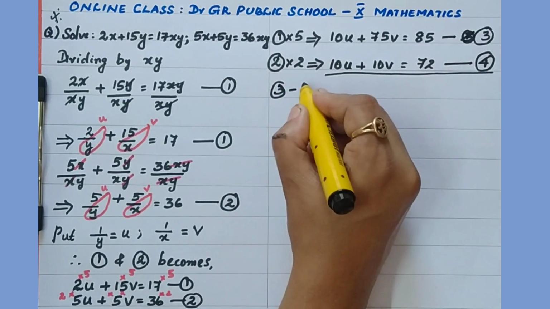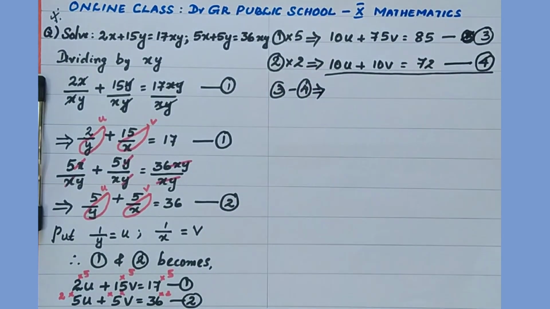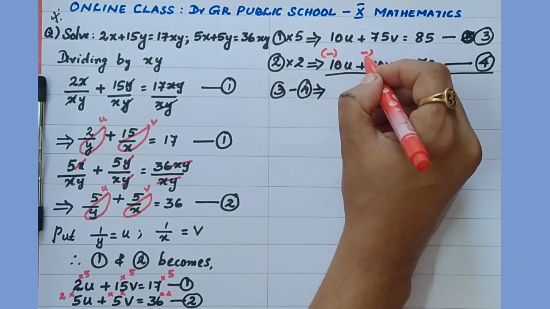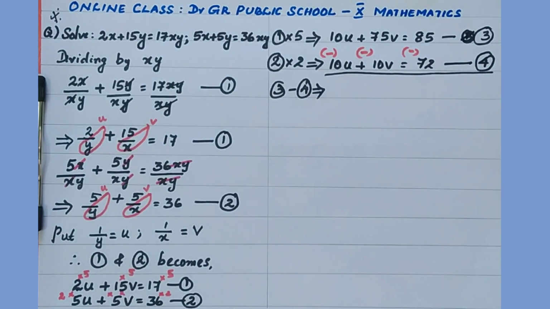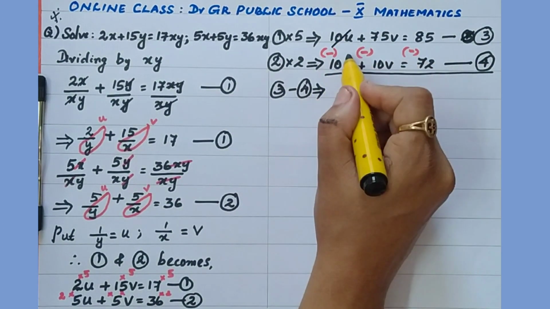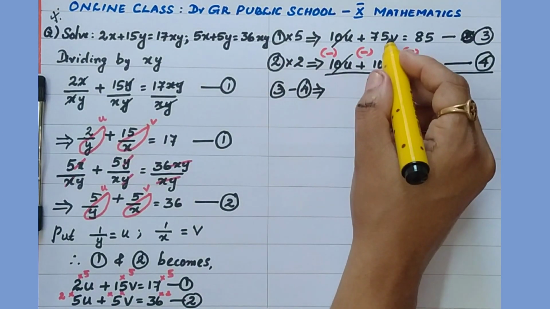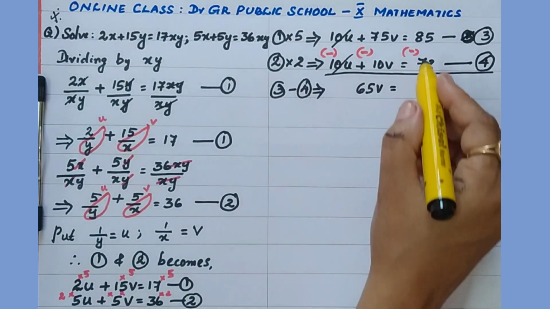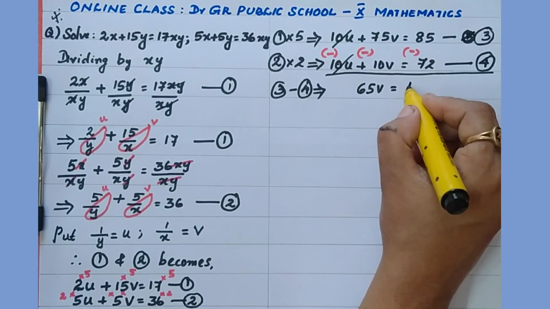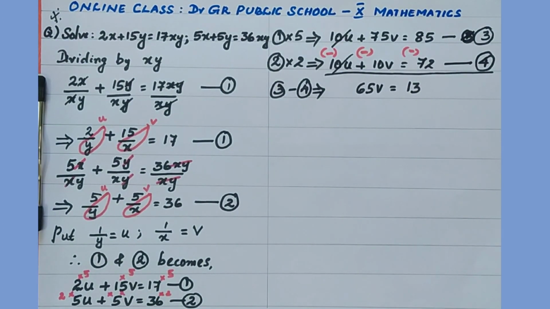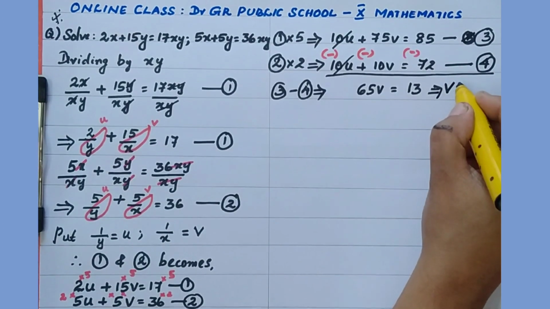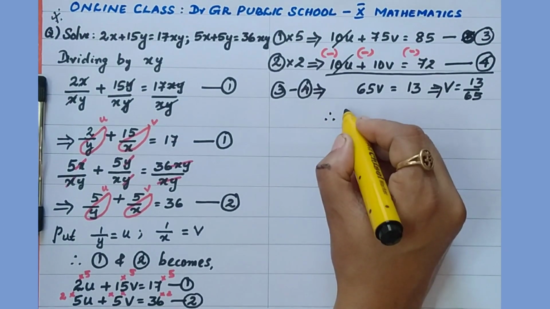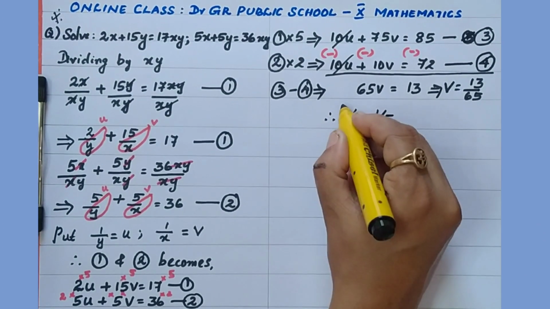Equation 3 minus equation 4 gives. Why am I subtracting? Both of them have the same sign. So subtracting, this becomes minus, this becomes minus, this also becomes minus. So 10u minus 10u gets cancelled. The remaining is 75 minus 10, which is 65v equal to, on the right side, 85 minus 72 is 13. 65v equal to 13, which implies v equals 13 by 65. Therefore, we will get the value of v as 1 by 5.